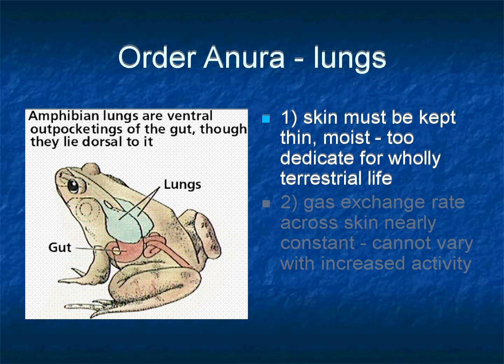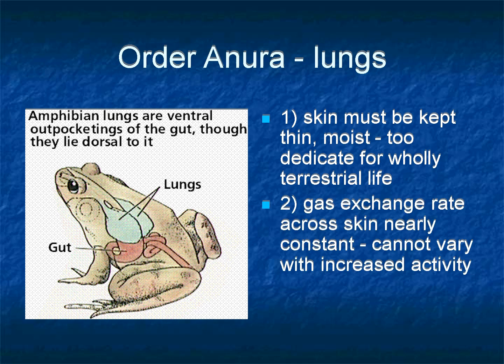But as you know, this is not a supporting feature for a terrestrial lifestyle, because on land, water is limited and evaporation is always happening via the skin. And the second limitation is gas exchange, which is nearly constant all the time due to limited surface area and cannot be increased with increased activity. By the way, frog lungs are ventral in origin, but lie dorsal to the gut, as you can see in the diagram. They originate from the ventral side and lie on the dorsal side of the gut.